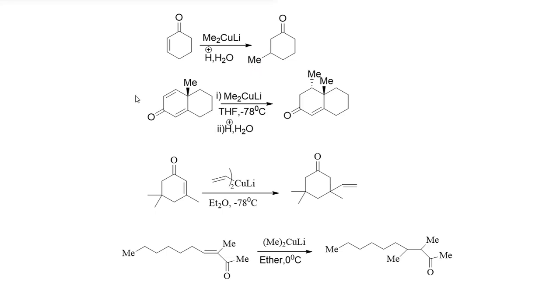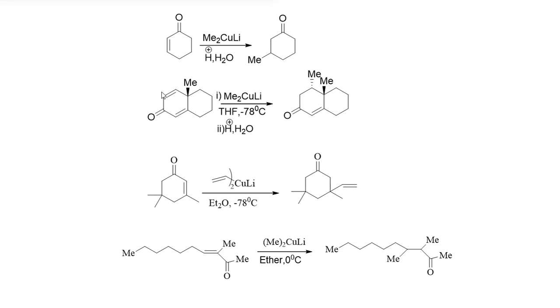Similarly, another important example for 1,4 addition or conjugate addition is this. In this case, you can see this molecule. It is also an alpha beta unsaturated ketone where there are 2 double bonds inside the ring, which on treating with lithium dimethyl cuprate in the presence of tetrahydrofuran at minus 78 degrees centigrade followed by acid workup, you will get this product.